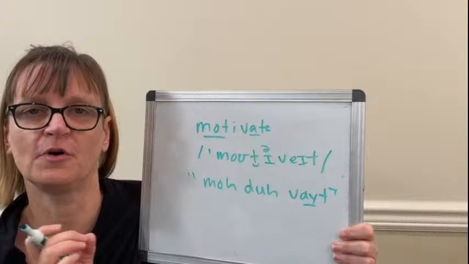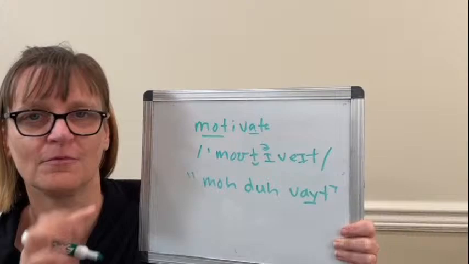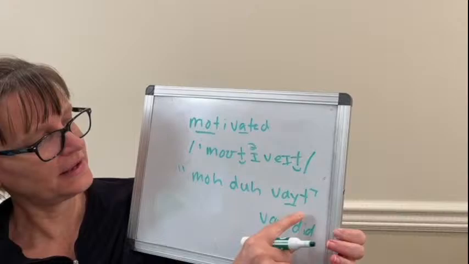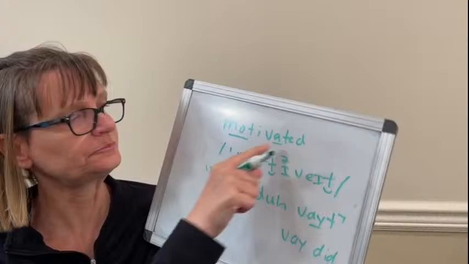You might hear motivate with a T, but we often use a stopped T at the end, motivate, without releasing that T. And when we say motivated, then it becomes another flap. So then we have vaded. Motivate, motivated. Watch out for that, you don't want to be stressing the A in this word.